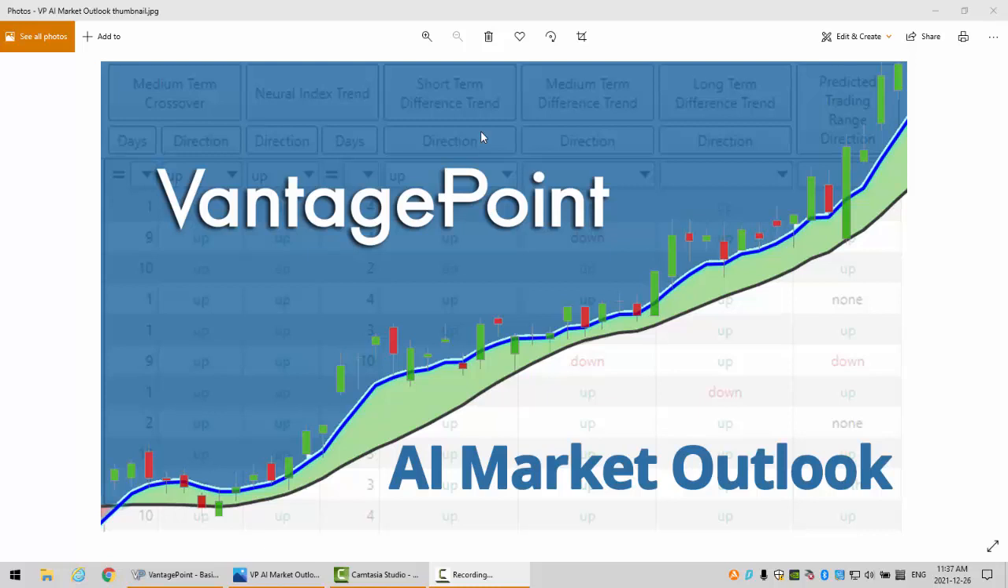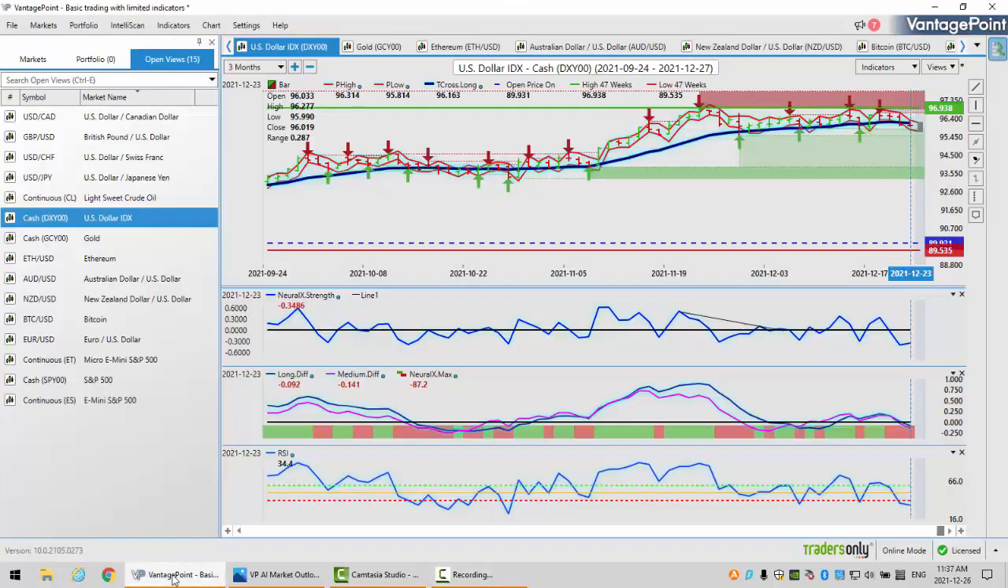My name is Greg Furman, and this is the VantagePoint AI Market Outlook for the week of December 27th, 2021. Now, as we move in towards year end, one of the final outlooks for the year, we look somewhat back in retrospect to the dollar.